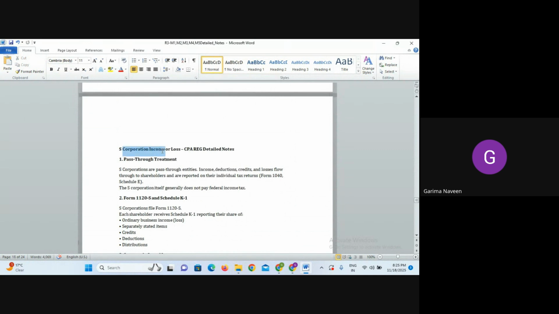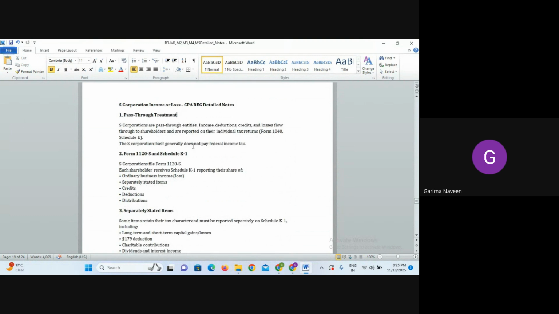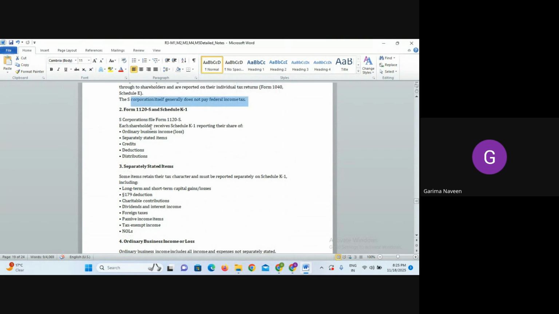So next is S corporation income and losses. S corporations are flow through entities. Whatever income, deductions, credits, and losses the corporation earns will flow to the shareholders and be reported on their individual tax return, Form 1040, in Schedule E. S corporations do not pay taxes at their entity level. First, Form 1120S is filed for the S corporation, then Schedule K-1 is filed for each individual shareholder to report their percentage of income, separately stated items, credits, deductions, and distributions.